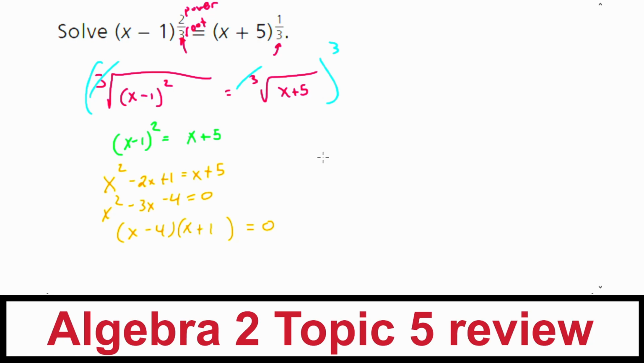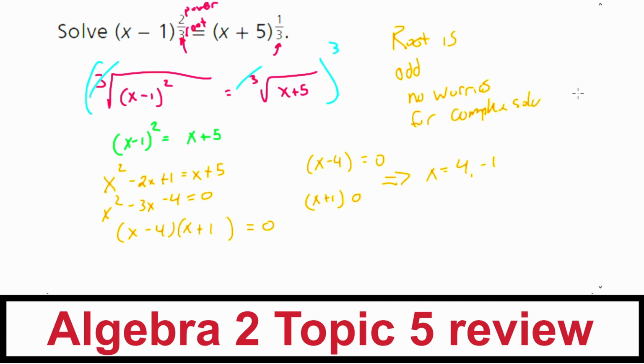And then I can come back and set these both independently equal to 0, because once one of these equals 0, the whole left-hand side is 0. And then this implies that x is equal to 4 or negative 1. And the nice thing about this, when we go to check for extraneous solutions, because these are third roots, or our root is odd, we do not have to consider complex solutions. Right? Odd roots can go, that negative 1 can go in for the third root. It's just going to be negative 1.